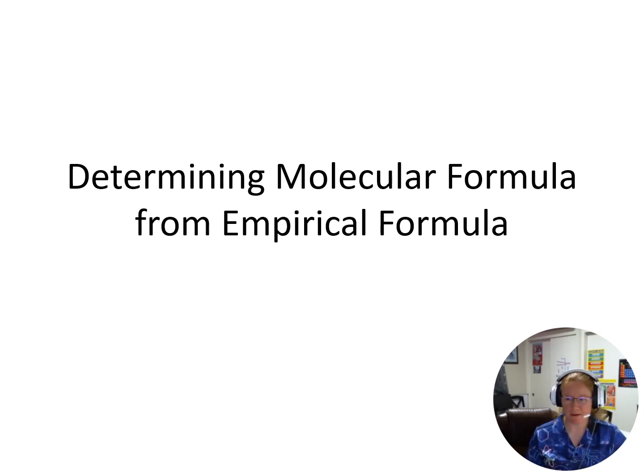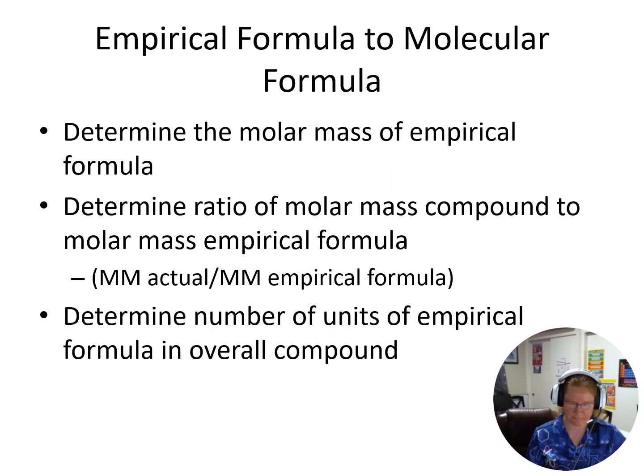Once we know the empirical formula, how do we go from an empirical formula to a molecular formula? What we have to do to go between the empirical formula and the molecular formula is we have to have knowledge of what the molar mass of the whole compound is. What we do is we determine the molar mass of the empirical formula. Then we look at the ratio of the molar mass of the compound to the molar mass of the empirical formula. We take the actual molar mass divided by the empirical formula molar mass. We get a whole number, and then we can multiply the empirical formula by that whole number.